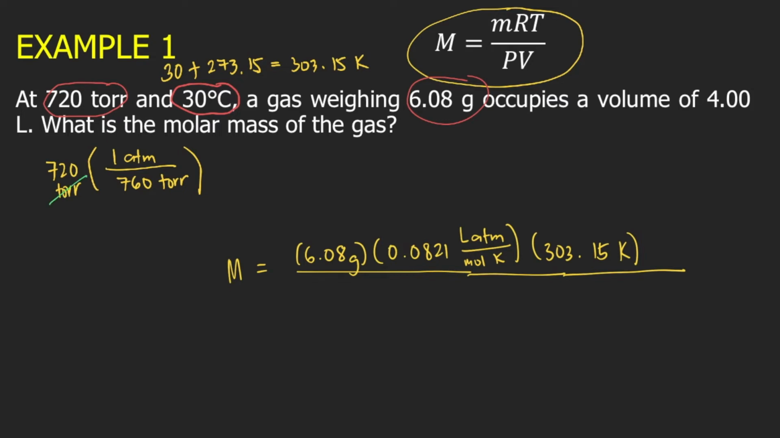So torr will cancel out, and what is left is ATM. So 720 times 1 divided by 760 is equal to 0.947 ATM. So this will be the pressure. If you want to learn more about converting units of pressure, you can check the link I put in the description box. And then our volume must be in liters, and what is given in the problem is 4.00 liters.